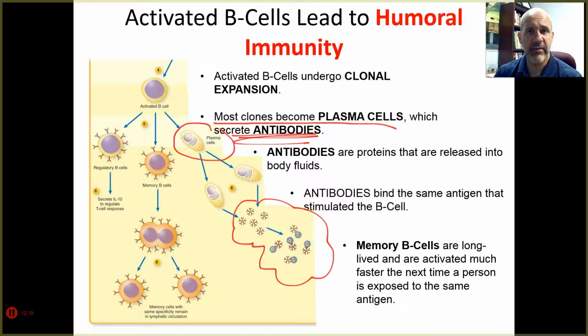If this is happening in a lymph node or wherever, those antibodies are proteins, so they're going to get into the body fluids. They're going to travel through the lymph. They're going to be dumped back into the blood. They're going to float through the blood. If you have an area of inflammation where an infection has taken place, many antibody types can get out of the blood and into the tissues to help fight infection. That's what happens with the majority of them.